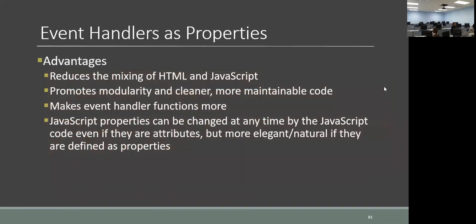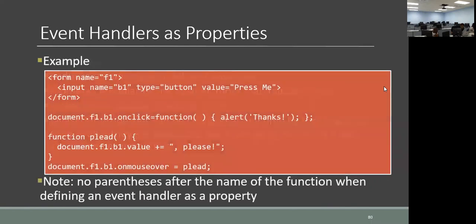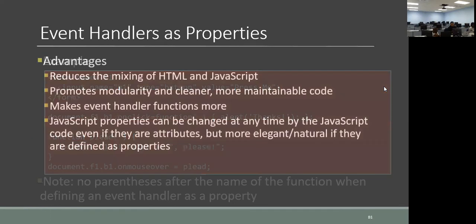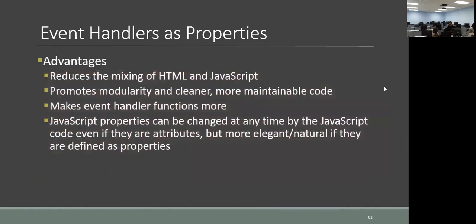So event handlers as properties reduce the mix of HTML and JavaScript, because as you see, using event handlers as properties in this example, there is no HTML in the handler. We just created the HTML, and then we created JavaScript and modified the properties by assigning them that way, as opposed to saying on click and then putting in a long bit of code. It makes the code cleaner and more maintainable.